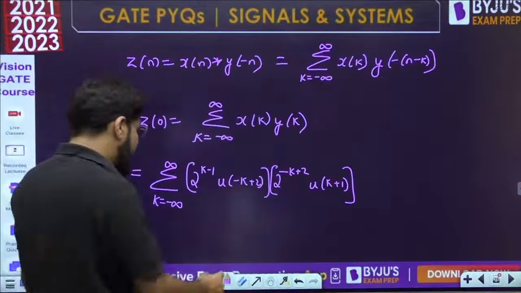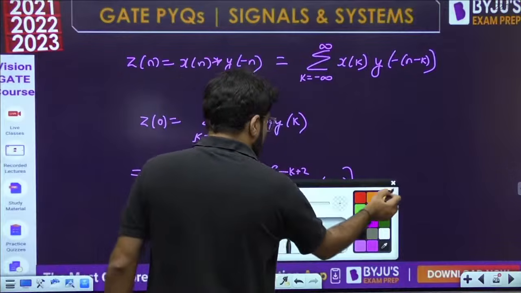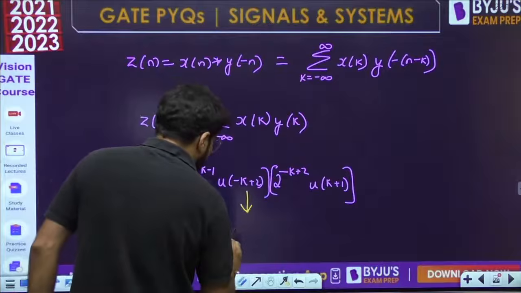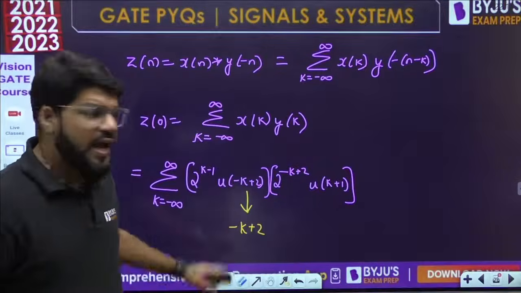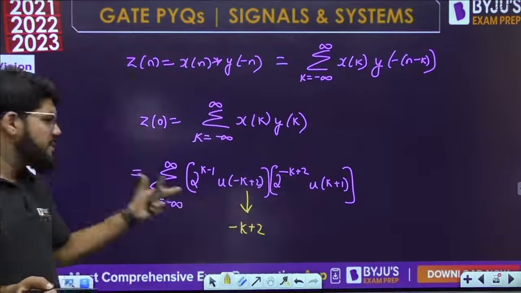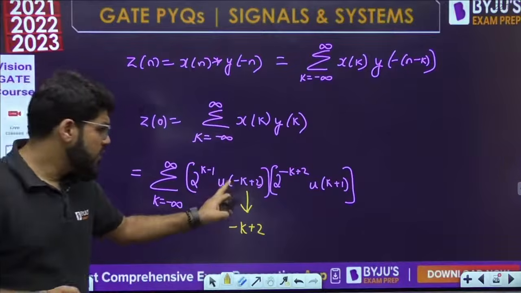Perfect. But now the unit step is involved, so we know that the unit step is equal to 1 only when the argument is greater than or equal to 0, otherwise the unit step is 0, and if you put 0 here, if any of them is 0, the answer will be 0. So we need to calculate the range.